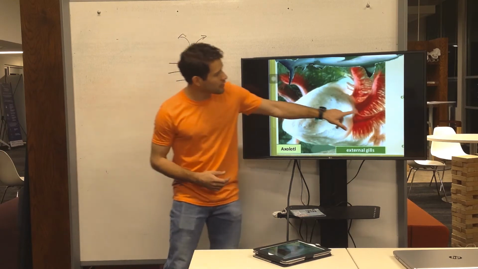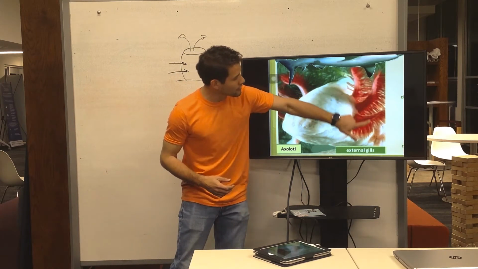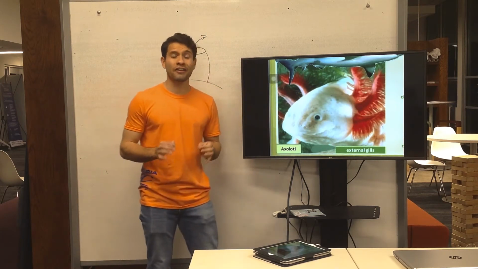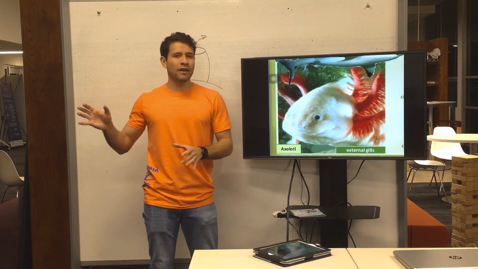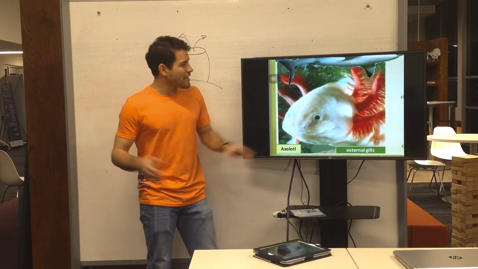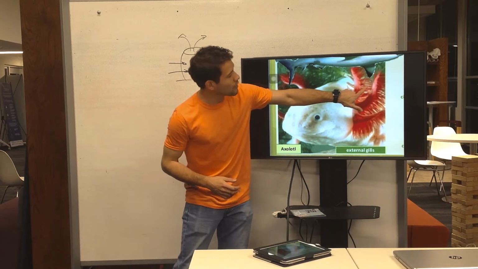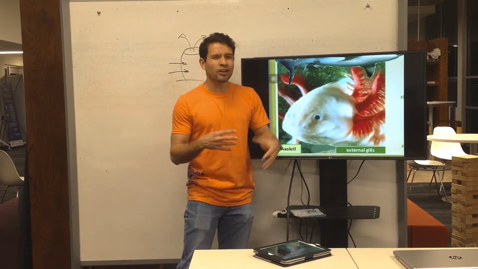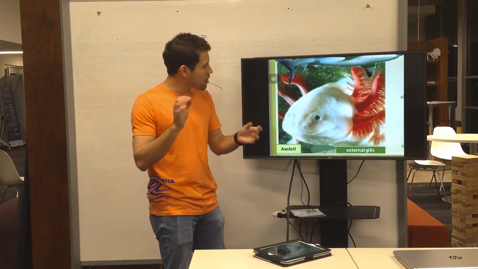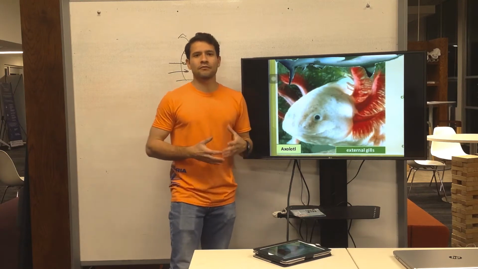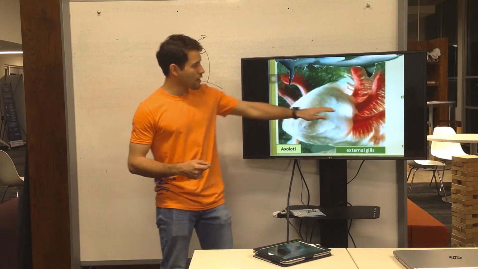In the case of the axolotl, we can see that their gills are external. Now, I want you to take a look at these structures right here. These pink reddish structures are the gills. Remember when I mentioned filamentous structures? That's what I was referring to. These hair-like structures are thin and long. That's what a filament refers to. Filamentous describes this particular structure right here.